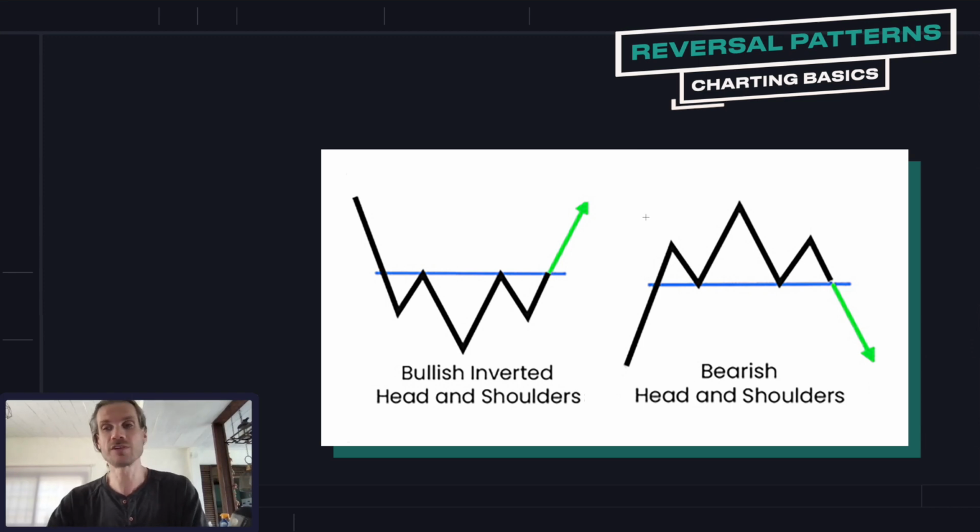The important thing to understand here though is this confirmation line. If the price action does not go above this, the head and shoulders pattern is not complete and the price action could roll over. Let's take a look at a couple of examples of this in the real world.